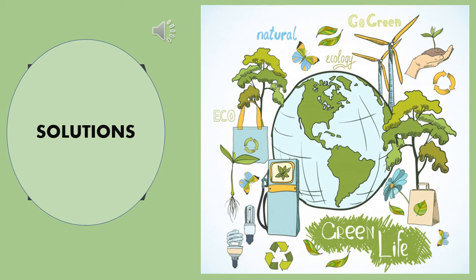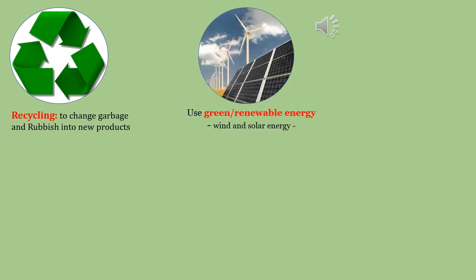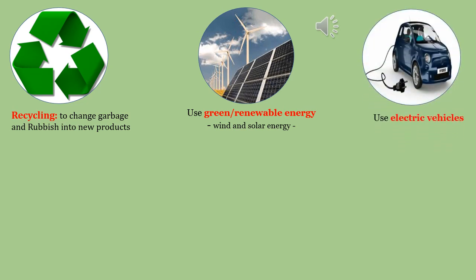Now, how can we solve these problems, and how can we save our environment and solve the problem of global warming? So these are some of these solutions. The first is recycling. So recycling means to change garbage and rubbish and turn them into new products. Second is shifting toward green energies or renewable energies, especially wind and solar energy. We can also use electric vehicles instead of using the vehicles that function with fossil fuels.